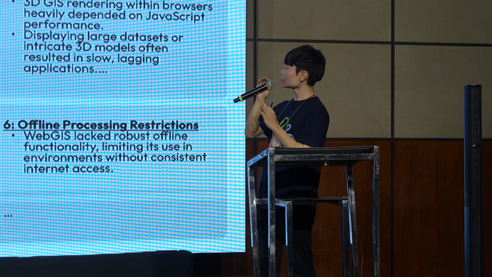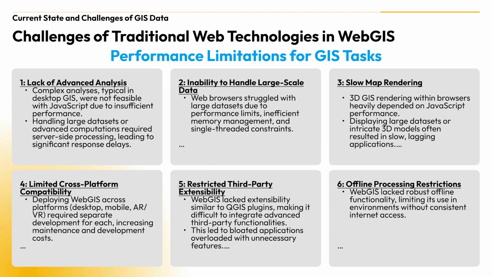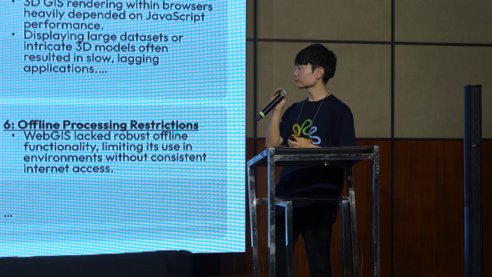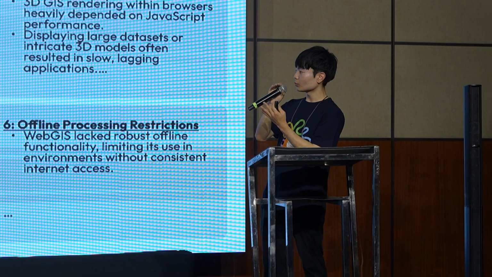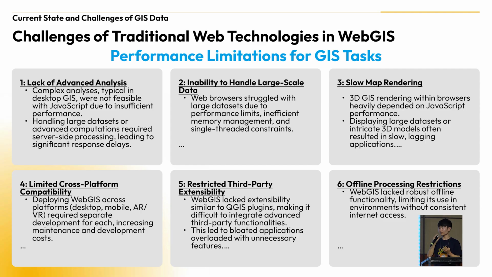And yeah, there's also some limitation for GIS tasks. For example, it's not easy to do analysis on the browser, I mean in terms of WebGIS. And also it's not easy to handle large scale data. And sometimes rendering the map on the web, especially using WebGL, is slow. And some map engines and web libraries don't support cross-platform. We need to make an application for web, and we need to make an application for native.